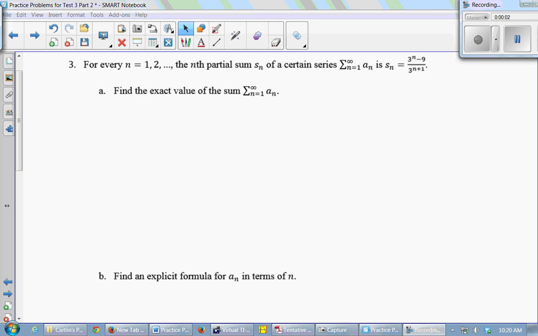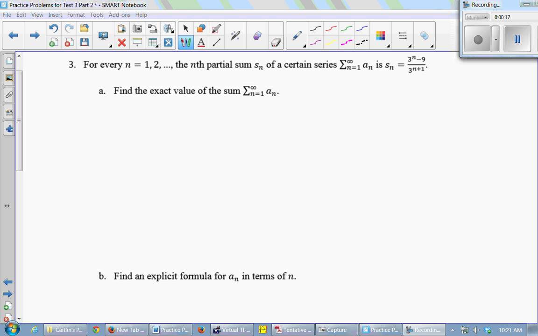All right, so we have the nth partial sum, S sub n, of some series where the terms are a sub n's, is (3 to the n minus 9) over (3 to the n plus 1). And we're supposed to find the exact value of the sum of the terms.